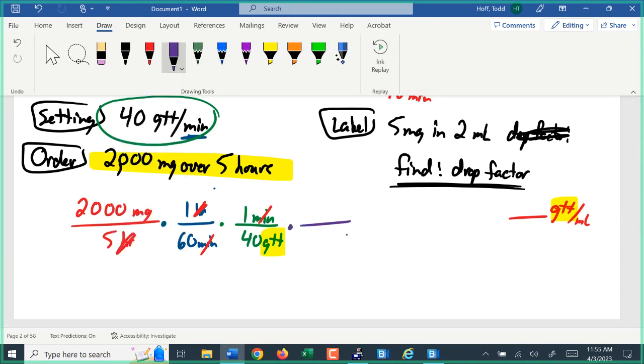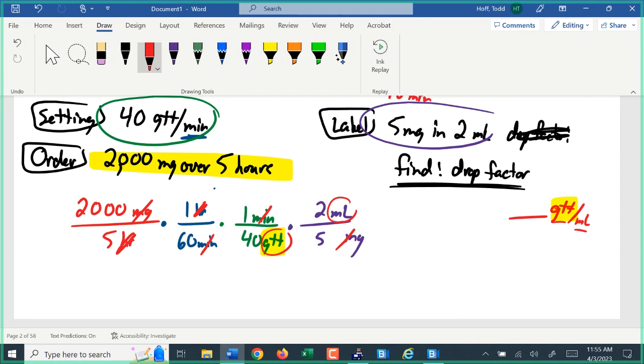So on bottom, we have milligrams. Cancel out milligrams here. We have 5 milligrams in 2 milliliters. So the milligrams have canceled out. We now have milliliters over drops. We want drops over milliliters, so this is fine. We're going to get the reciprocal of what we want. So before we reduce, once we calculate this out, we are going to do the reciprocal.